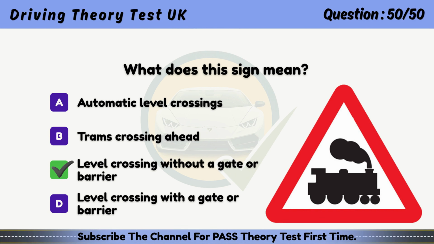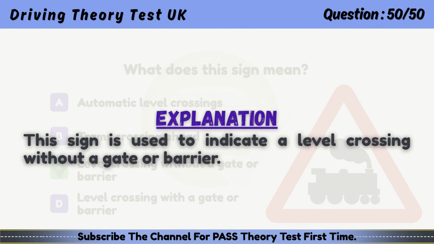Answer is C. Level crossing without a gate or barrier. This sign is used to indicate a level crossing without a gate or barrier.